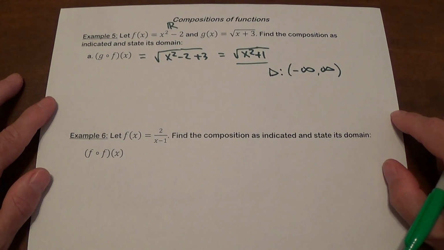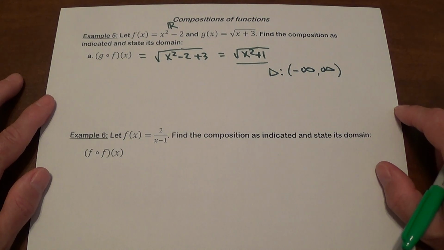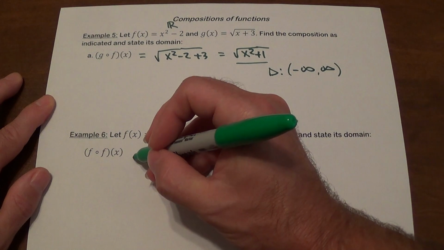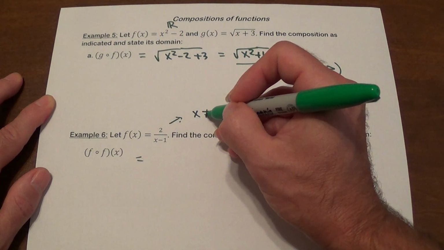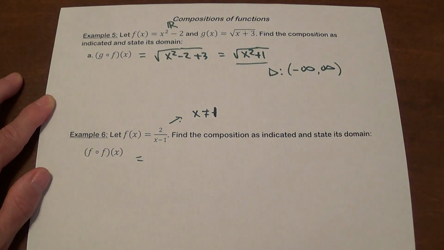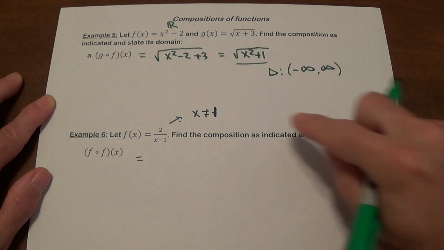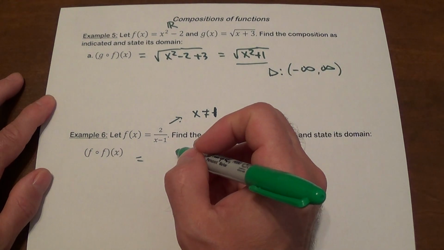Our last example. Yes, you can write a composition of a function going into itself, because when you write a composition, it's just one function going into another. There's no reason why you can't use the same one. So we should realize that x here cannot equal 1, right? Because you cannot divide by 0. And since that function goes into itself, this is going to be an important piece of information that we're going to have to use later.